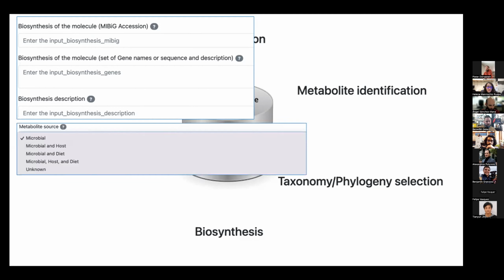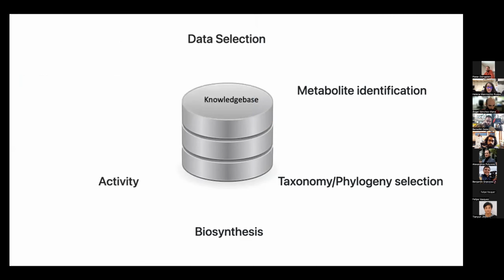And then we also have the microbial metabolite source. You can click that it comes from microbes, or microbes and hosts, diet, microbial host and diet, or unknown. And then there's an entry point where you can put in the precursor structure and the end structure as well, so that that can be documented as needed.